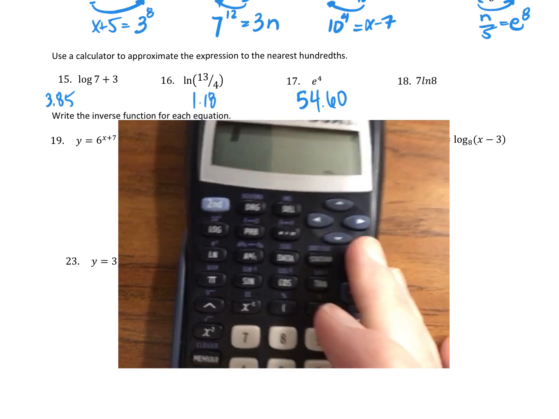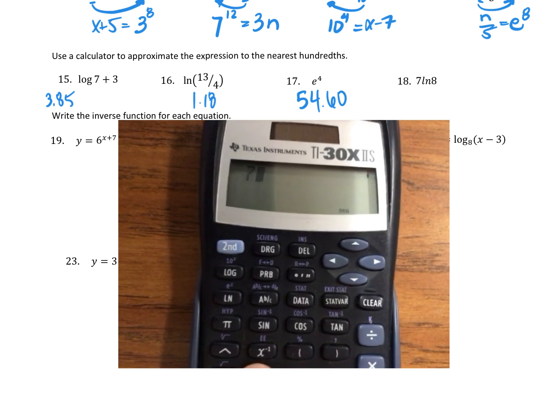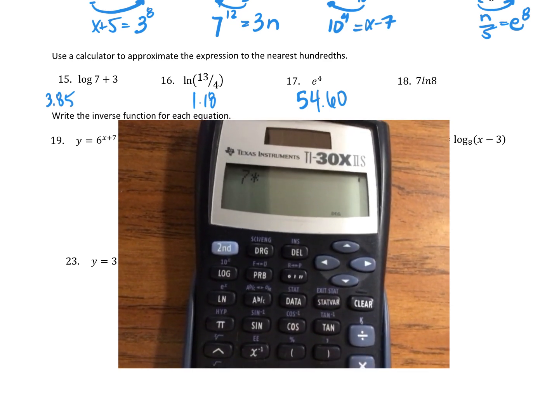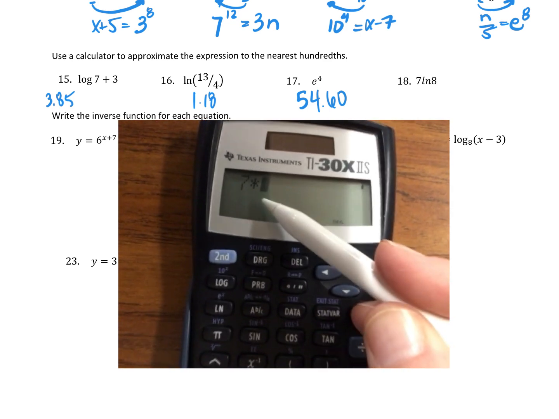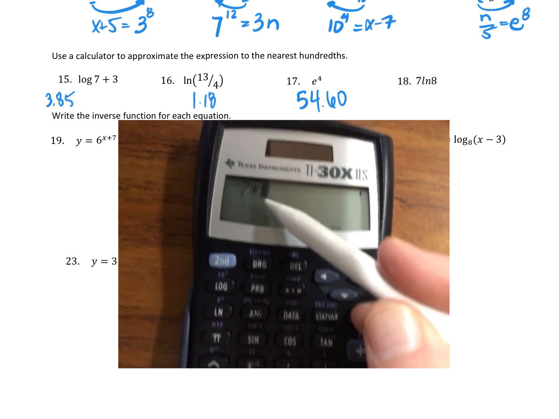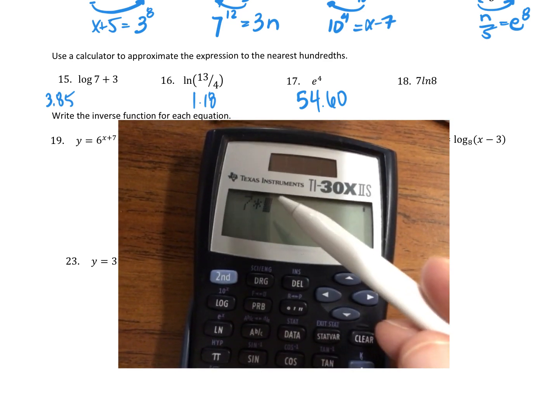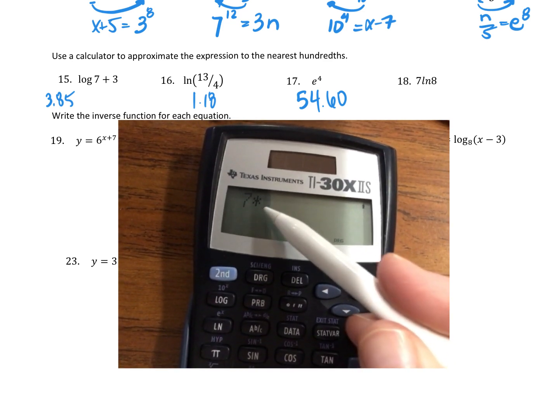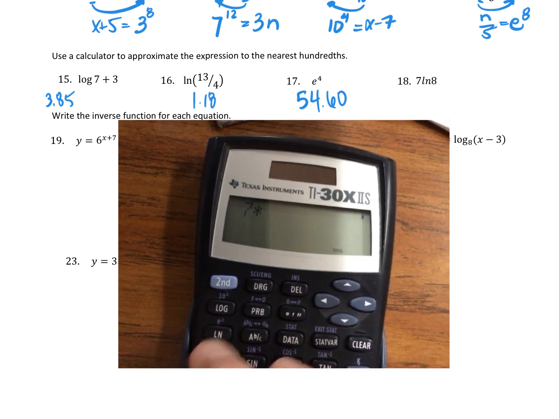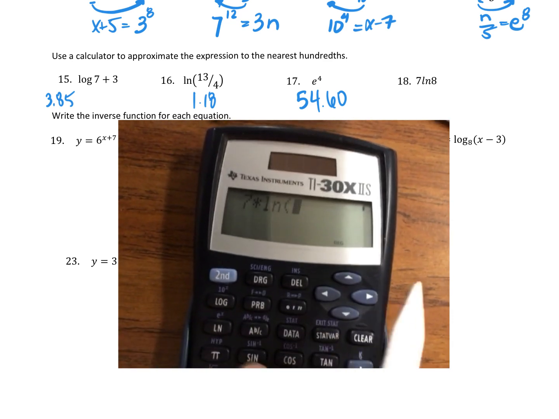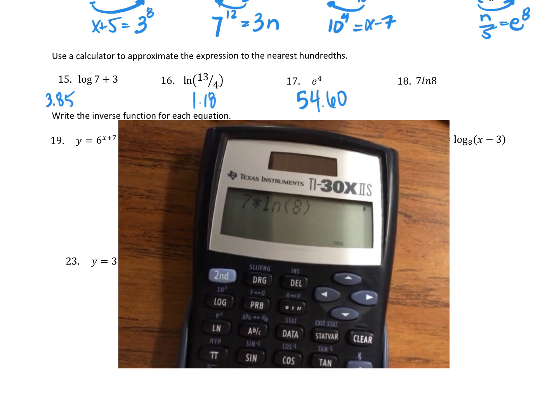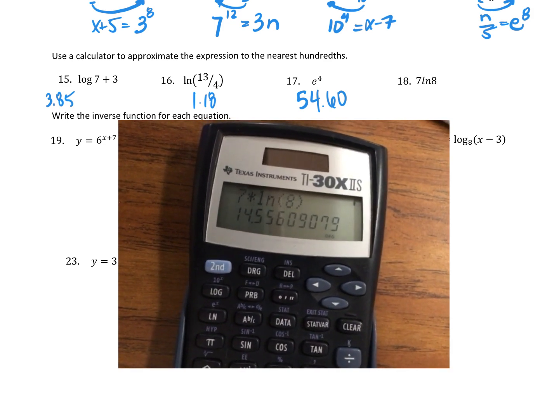And then lastly, number 18, 7 times. In this calculator, you don't have to hit times, but if you're using a cell phone calculator, which you don't get to use on the test, you have to put the times, otherwise it puts the 7 into the natural log. So 7 times the natural log of 8, close your parentheses, we get 14.56.